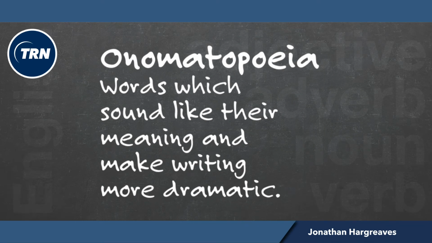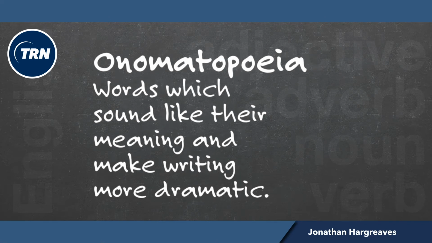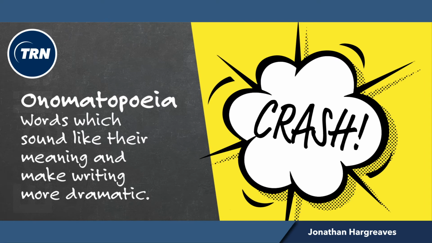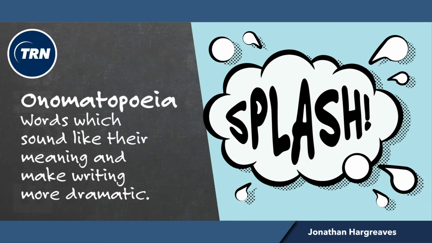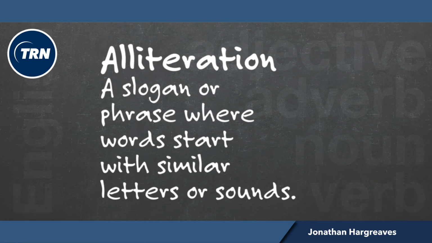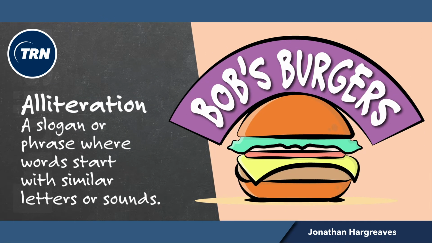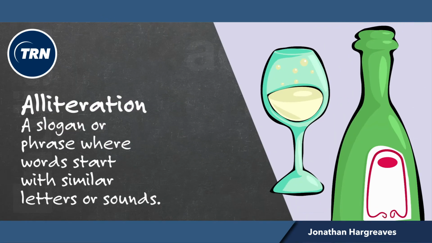Onomatopoeia is when words sound like their meaning and make writing more dramatic. So we could say bang, crash, fizz, splash are all words that relate to onomatopoeia. Alliteration is a slogan or phrase where words start with similar letters or sounds. So we can say Bob's Burgers or cool, clear and crisp.